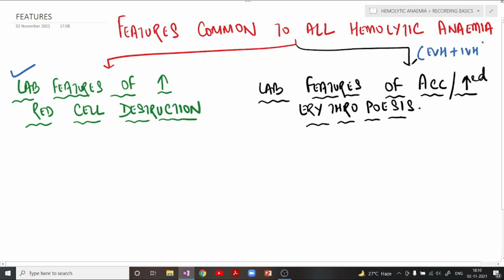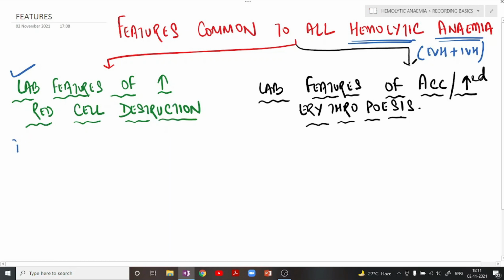So what is the importance of this slide? In the exam, if you get any question with regards to any hemolytic anemia, maximally it is a chance that it is a case of EVH only. So it is not that difficult to write. Even if you write these features, you are going to get marks. So what are the features which are common to both EVH and IVH?